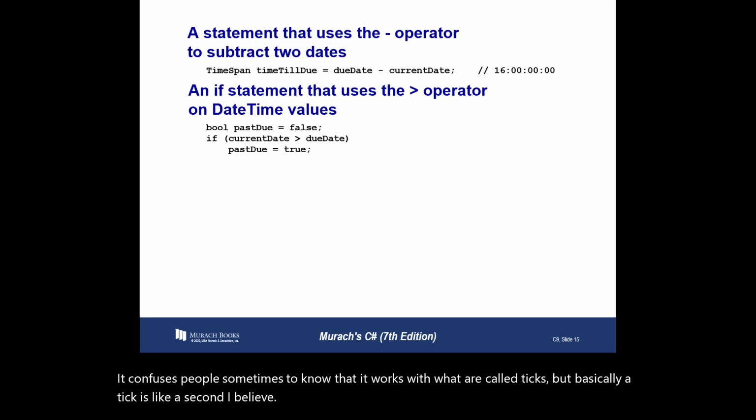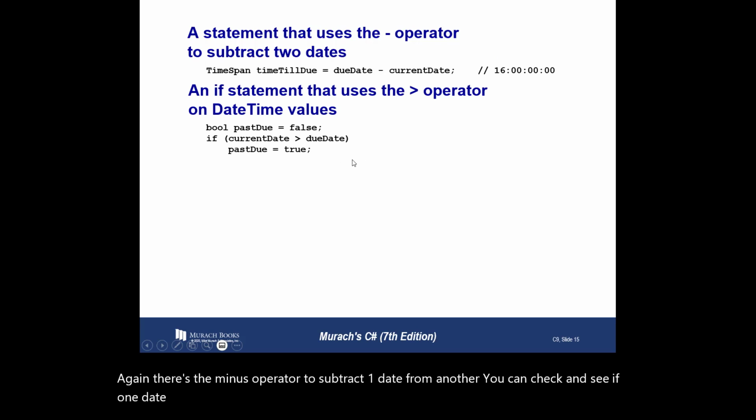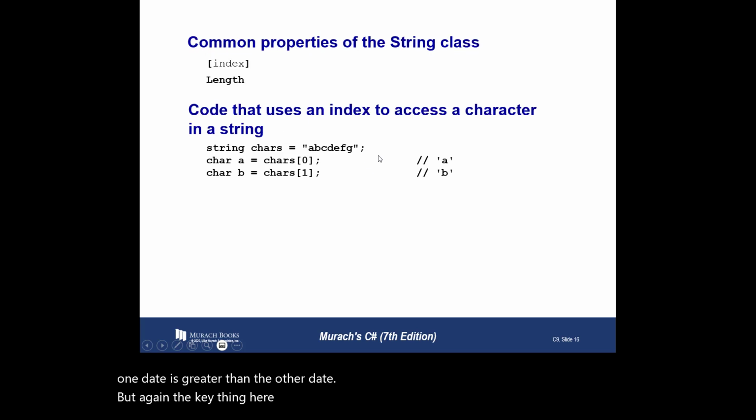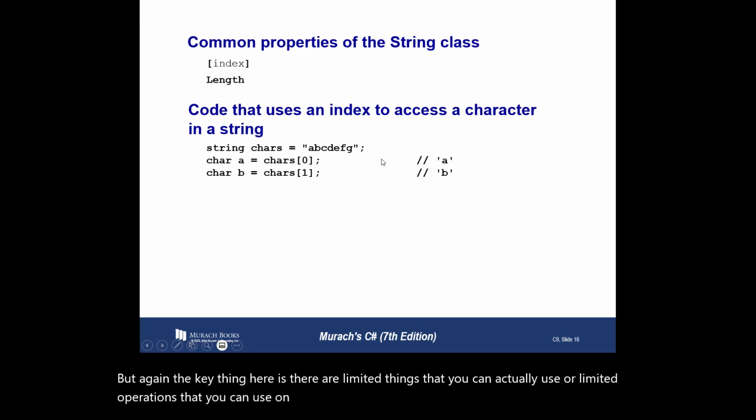Again, there's the minus operator to subtract one date from another. You can check and see if one date is greater than the other date. But again, the key thing here is there are limited things that you can actually use, or limited operations that you can use on dates and times. So let's jump out to strings.